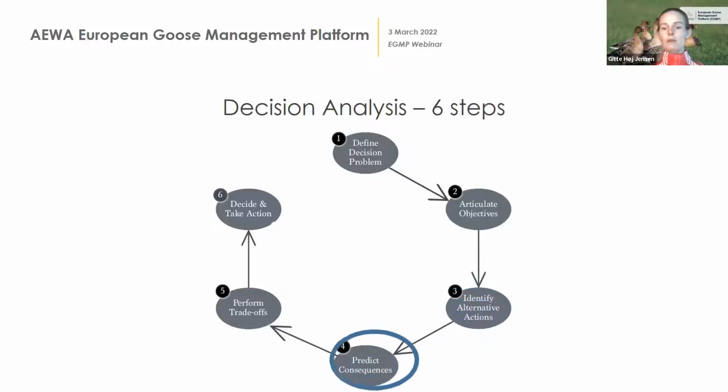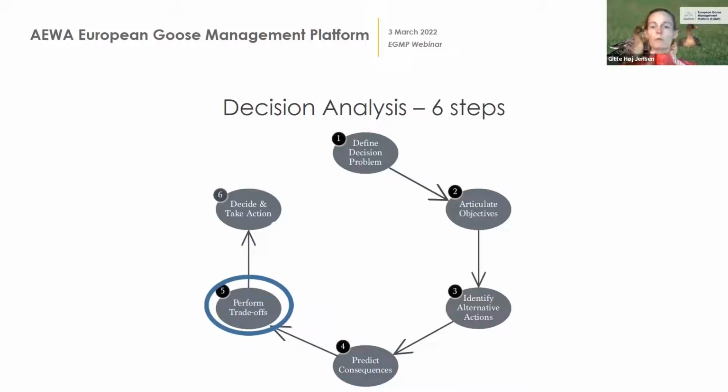Very rarely we know for sure how our action will work in terms of reaching the objectives. And this is where we use our models, where we predict the consequences of the chosen actions in terms of reaching our objectives. And this can both be in terms of predicting the consequences of hunting. It can also be predicting the level of tourists going into a bird reserve, etc. But at least we are trying to predict in the future what the consequences will be of the actions we choose to do.